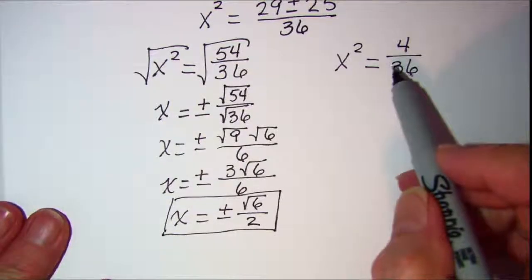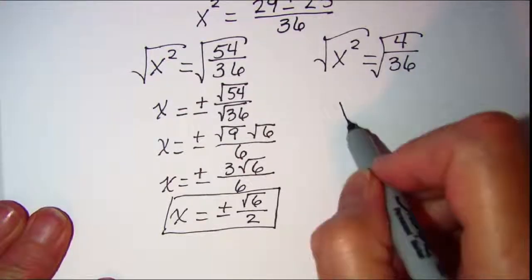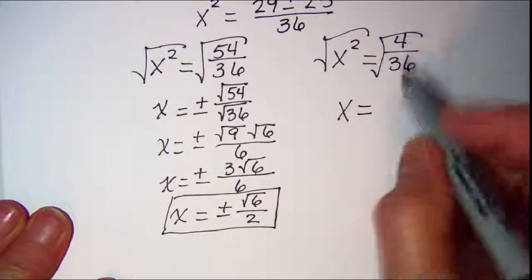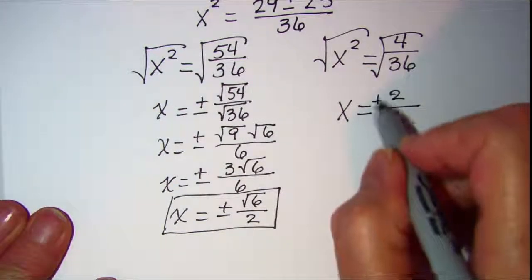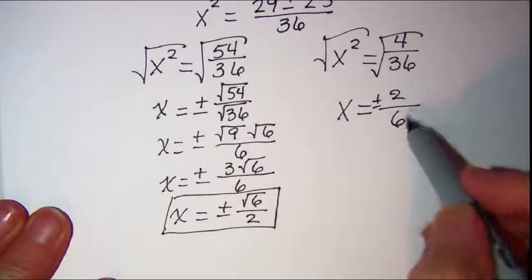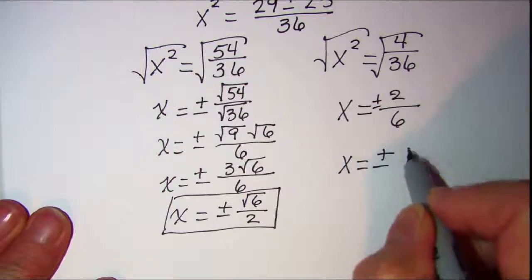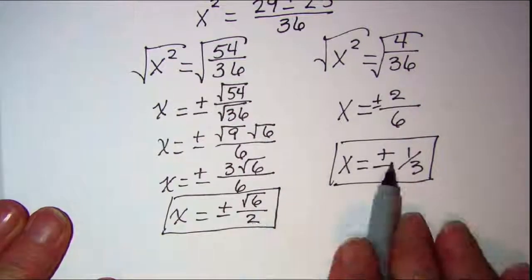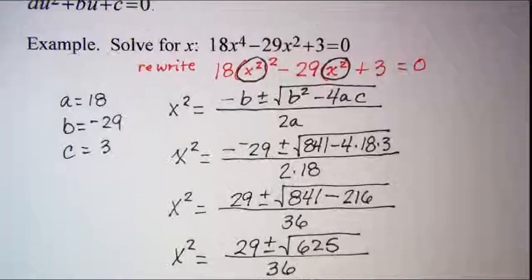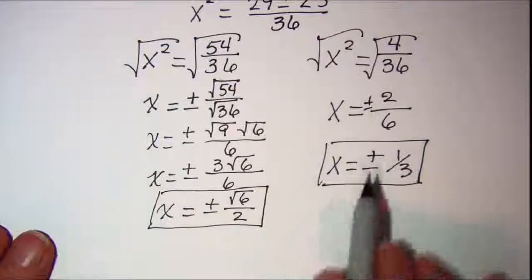Come back up here and do this one. Square root both sides. So x is equal to square root of 4 is 2. Square root of 36 is 6. And I have to do plus or minus. 2 over 6 is the same as 1/3. So x is equal to plus or minus 1/3. So I have four solutions, and we know that when we have a fourth degree equation, we should have at most four solutions. So these are my four solutions.